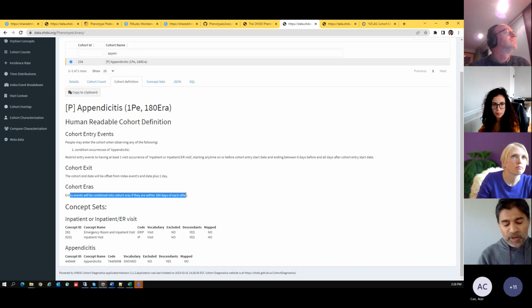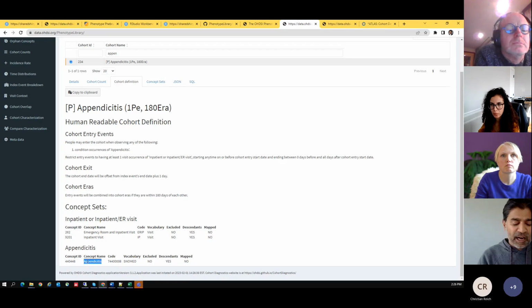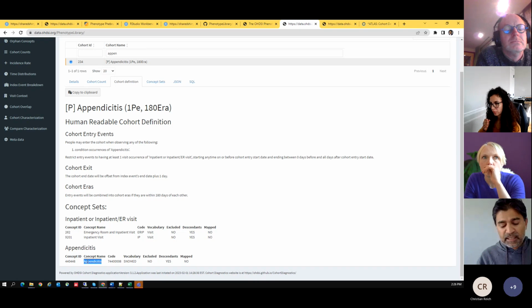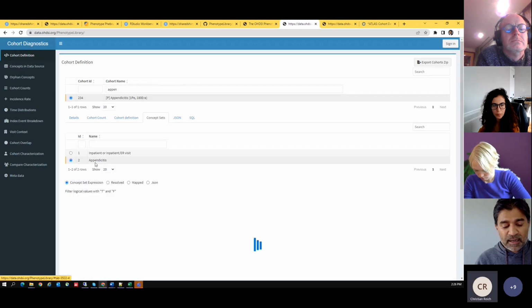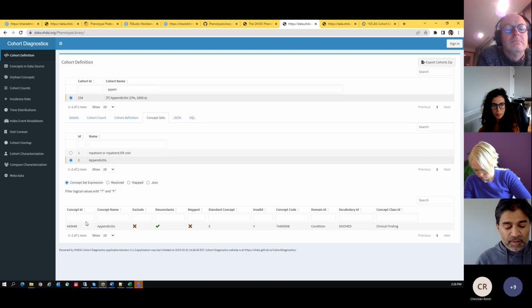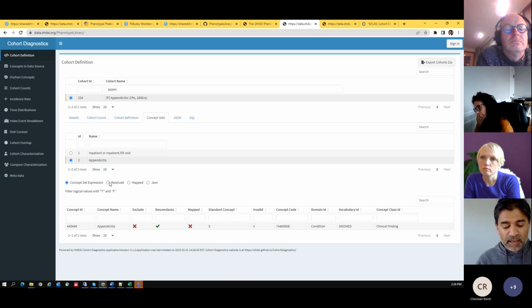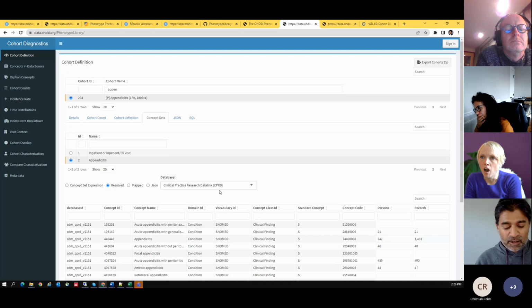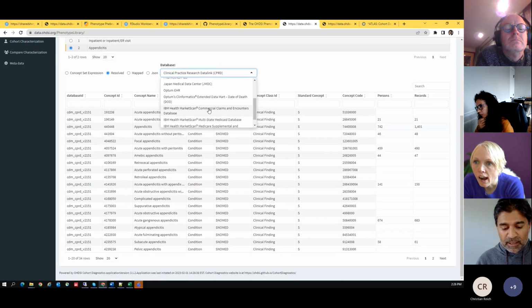In terms of my concept set expressions, here is my concept set expression. It's pretty simple. I went on and used the SNOMED hierarchy, and I went up the chain of SNOMED, selected appendicitis, the broad idea, and all its descendants. And that basically pulled a large set of concept IDs. So this is my concept set expression, appendicitis and its descendants. And when I resolve it, I got about 34 concepts, and I looked at the individual concepts.